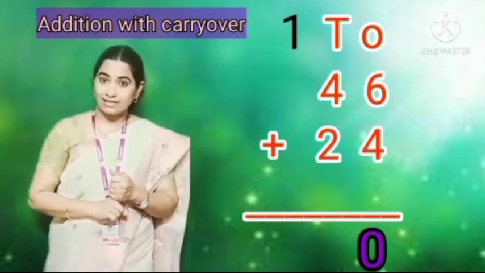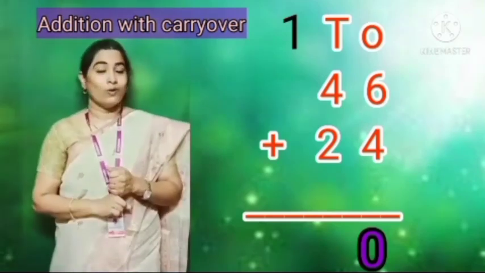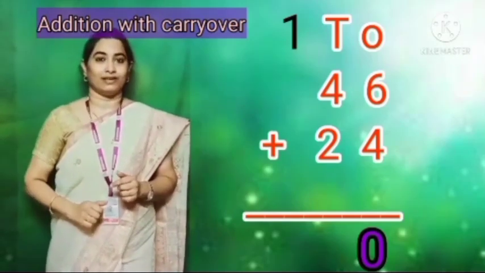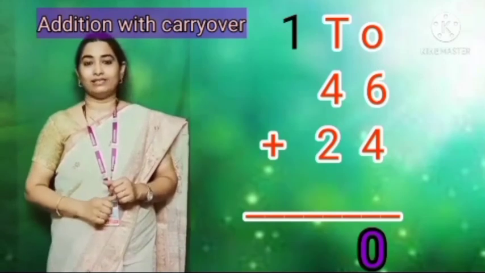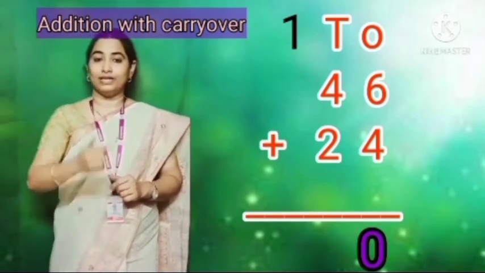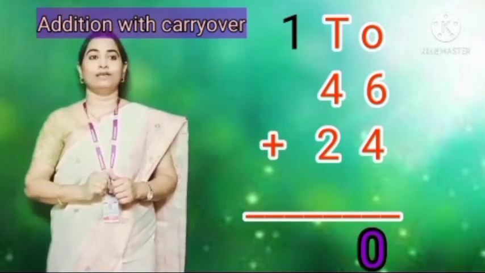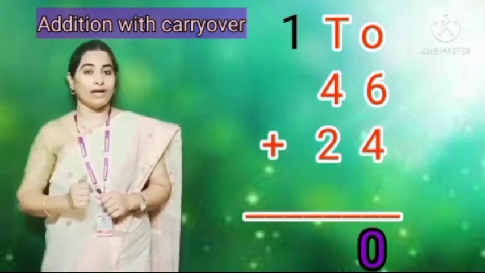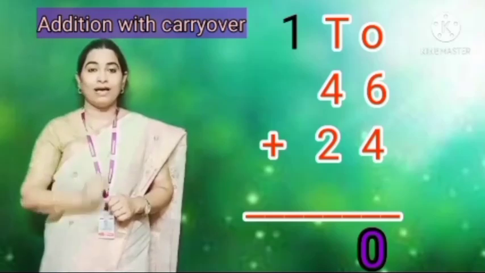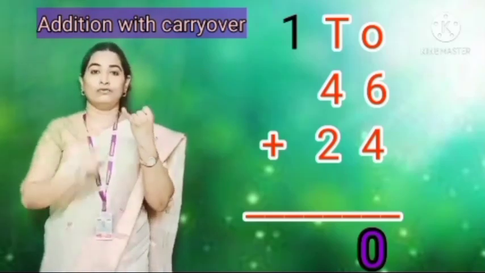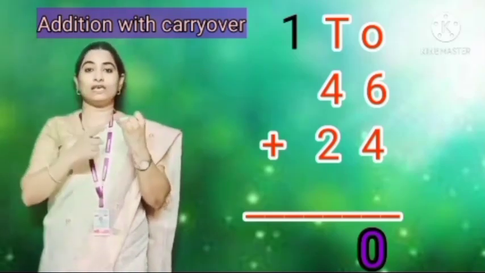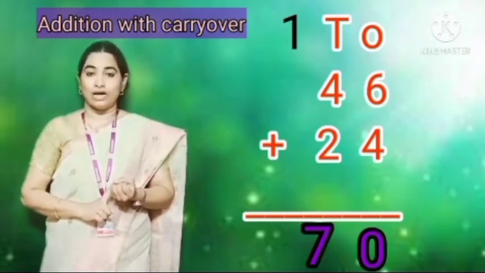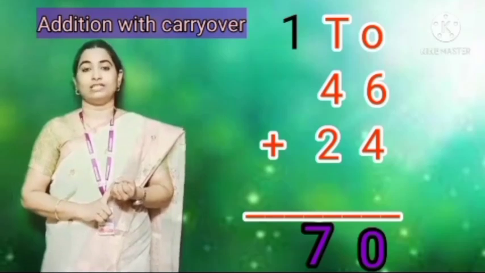Can we write 6? No. Why? Because we have a carryover there. We have 1 as carryover. We need to add 1 along with 6. So what is 6 plus 1? 6 in the mind, 1 in the finger. So after 6 is 7. Now the answer is 70.